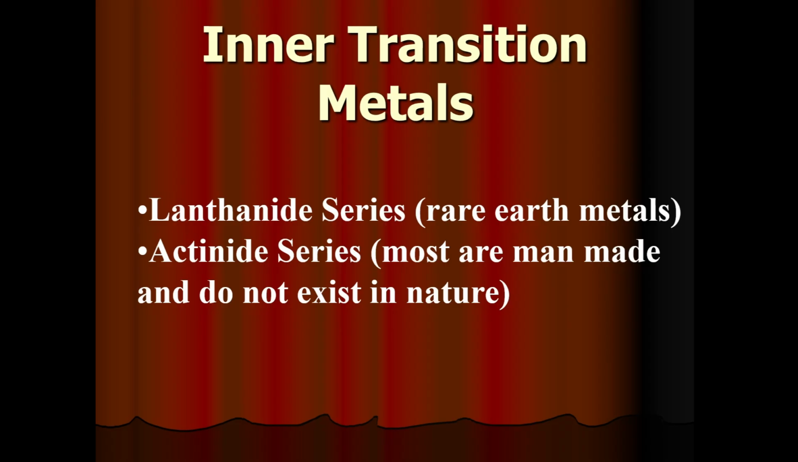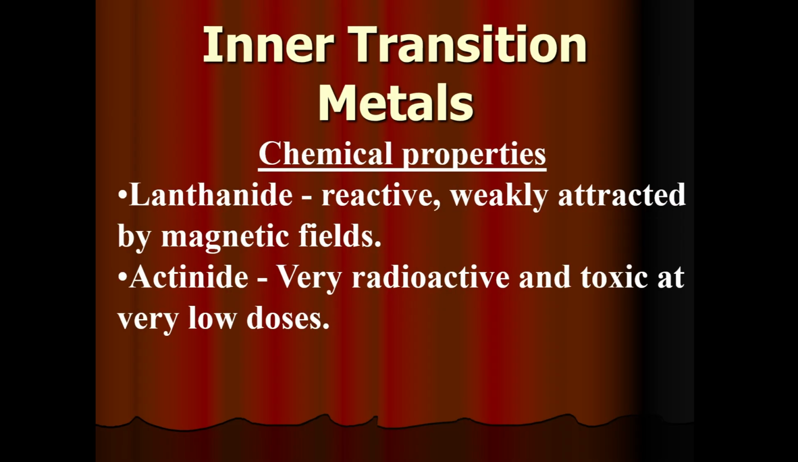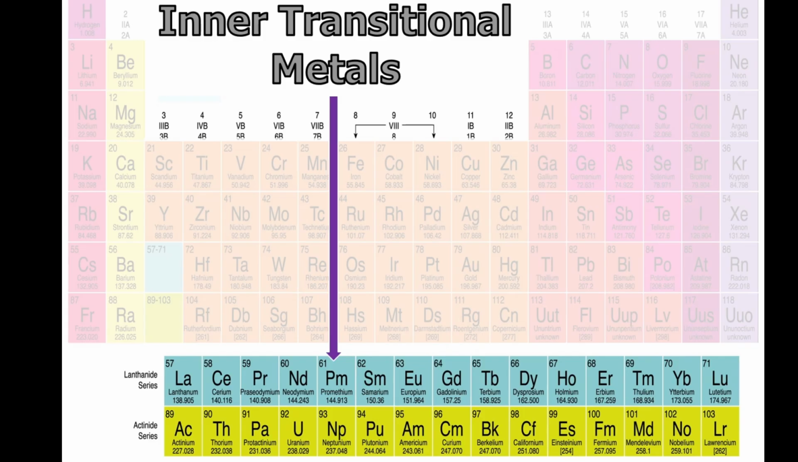The next group is the inner transition metals, which cover the lanthanide series, which are rare earth metals, and the actinide series, which are mostly man-made and do not exist in nature. In regards to chemical properties, the lanthanide series elements are reactive and weakly attracted by magnetic fields. The actinide series elements are very radioactive and toxic at very low doses. The inner transition metals are located at the bottom of the periodic table.